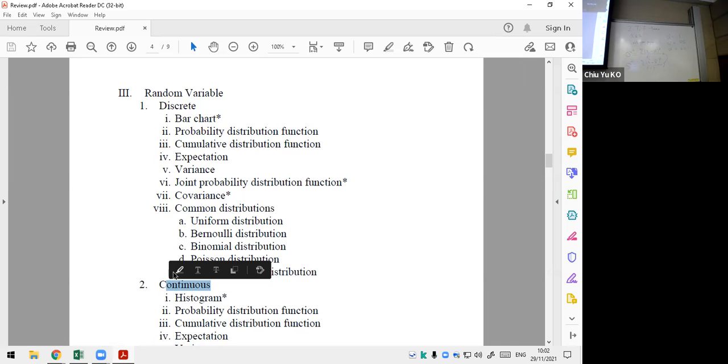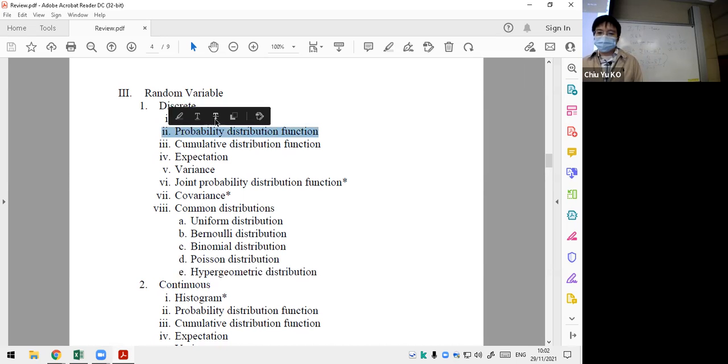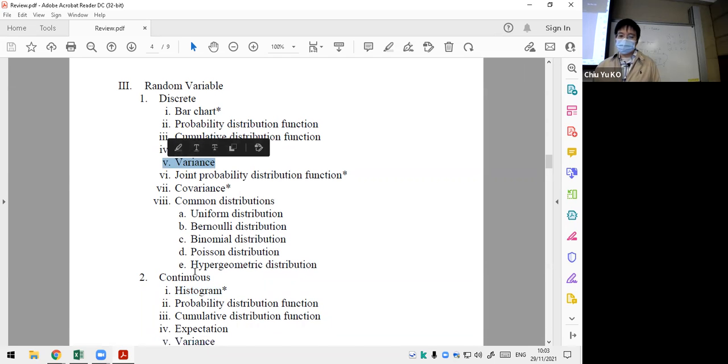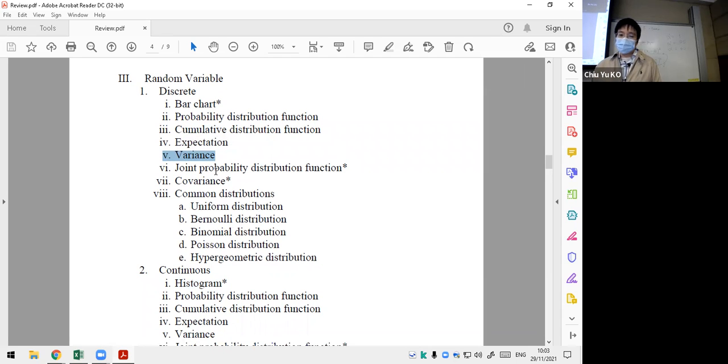And you do notice that the probability distribution function is indeed a bar chart, right? And for continuous, it's actually a histogram, okay? And you learn how to find expectation and variance, right? For the discrete, continuous, the integration, but we are not requiring that, right? And for the common distributions, you have learned uniform, Bernoulli, binomial, Poisson, hypergeometric, right? And the most commonly used is binomial and Poisson, and hypergeometric, the three of them, right?